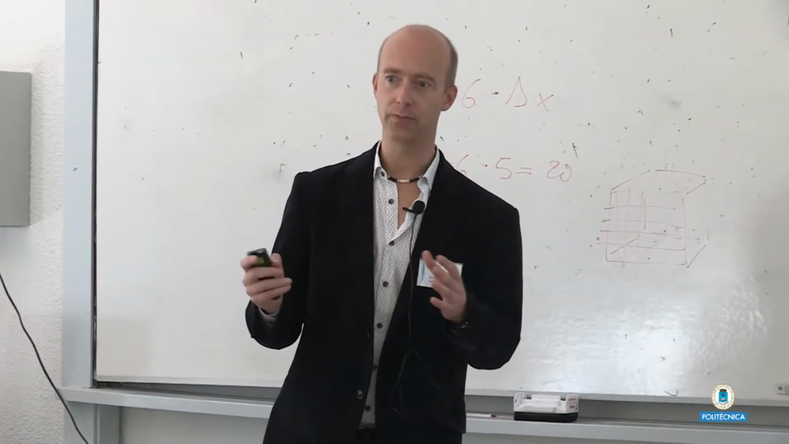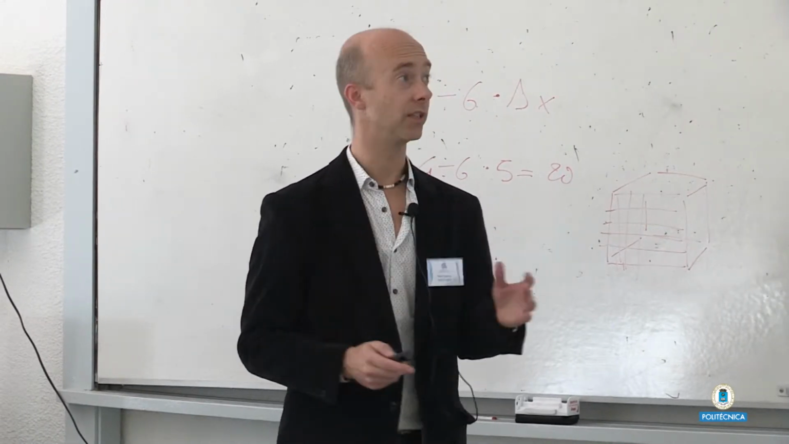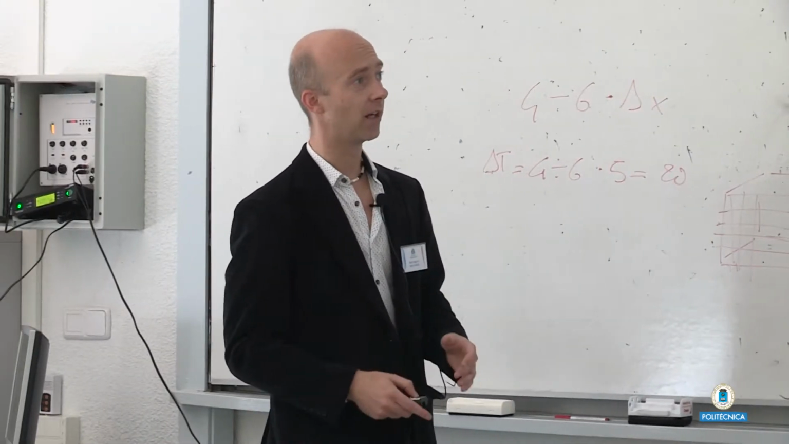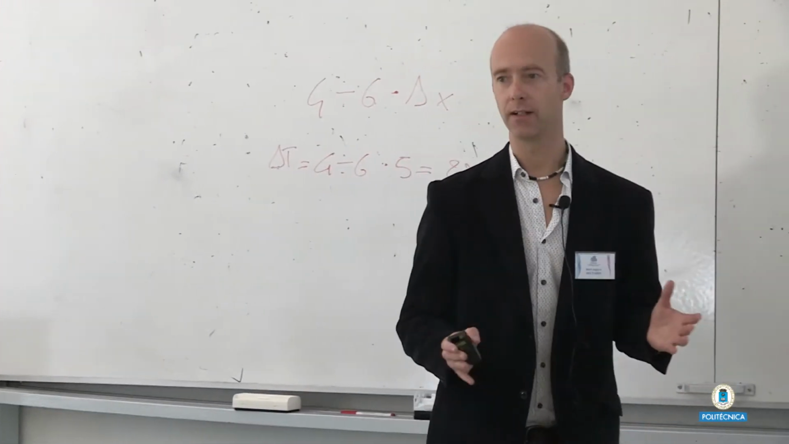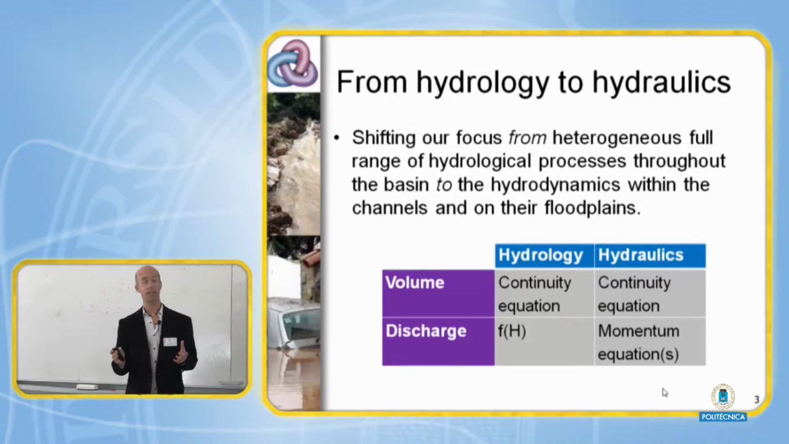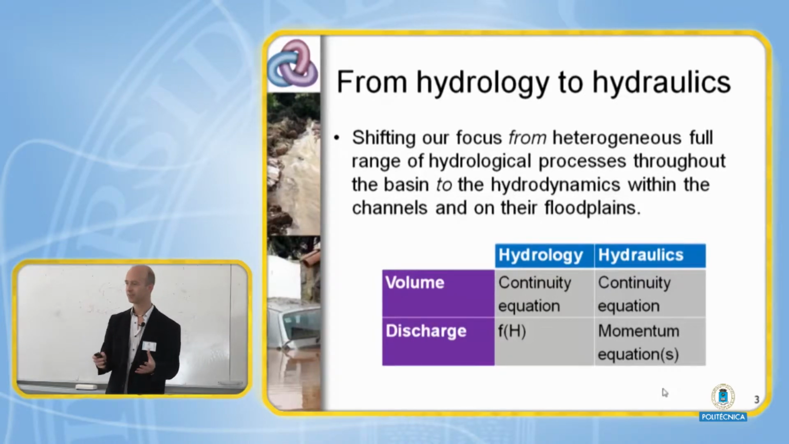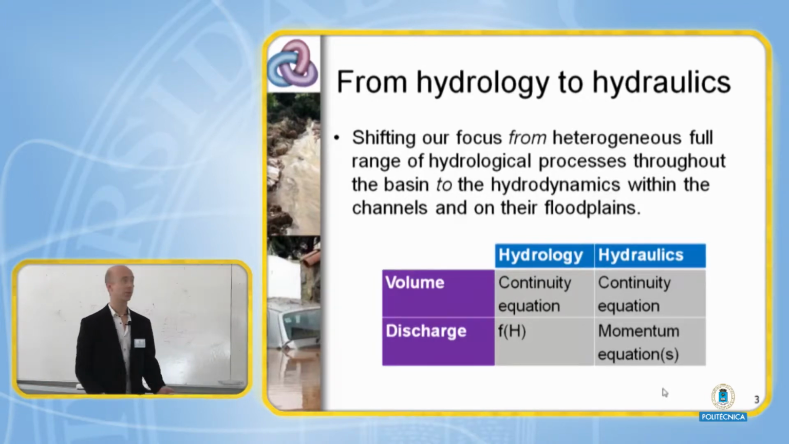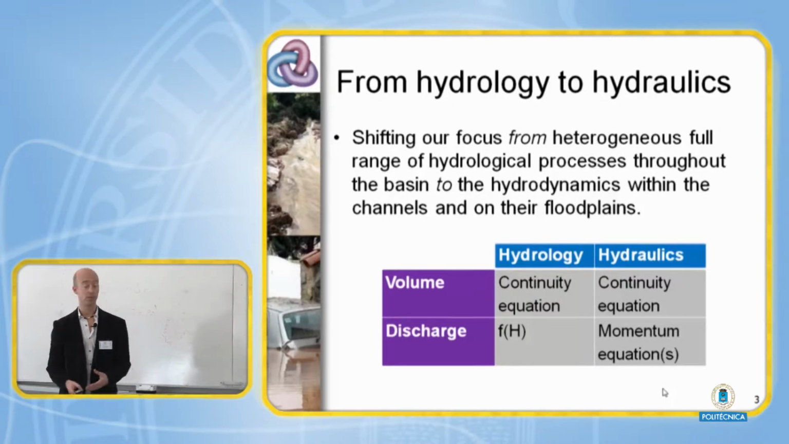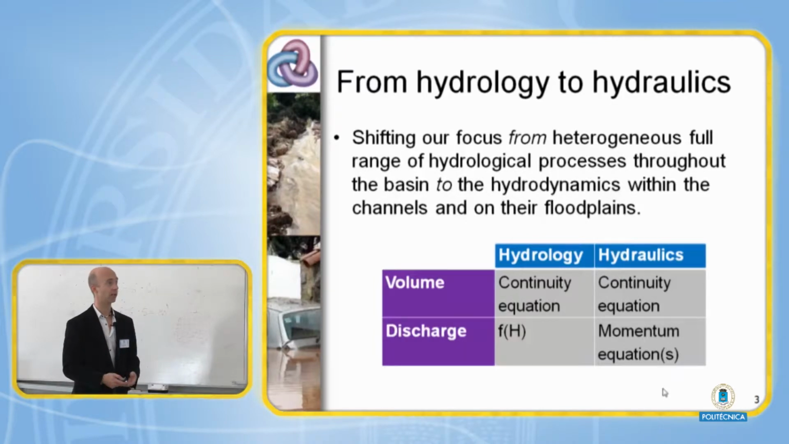What's the difference between hydraulics and hydrology? And in essence, it boils down to this element. Both hydrology and hydraulics need to take care of the mass balance. You don't want to produce more discharge than you had rainfall, or you don't want to lose water under the way. So that's the same in hydraulics. So the continuity equation is basically the mass balance of the water. Both hydrology and hydraulics have it.